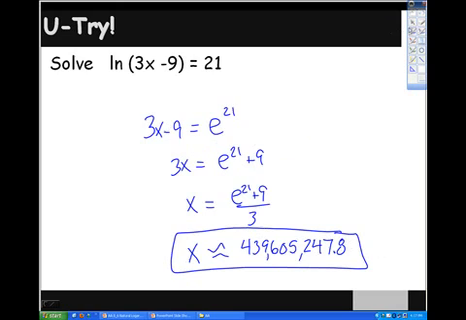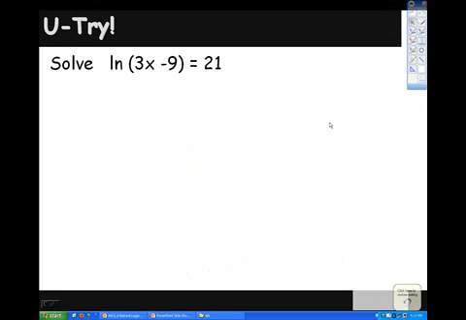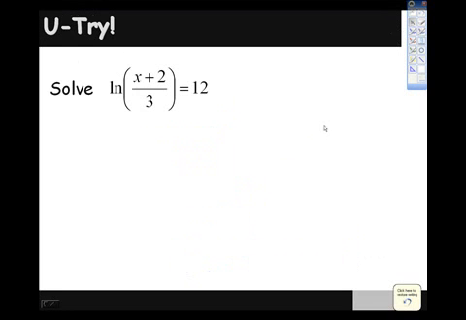It shouldn't be wrong. Here's another one to try. Go ahead and give your calculator a pause, or your computer a pause here, the video, and get out the calculator and give this one a shot.